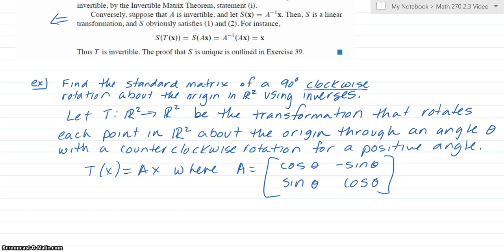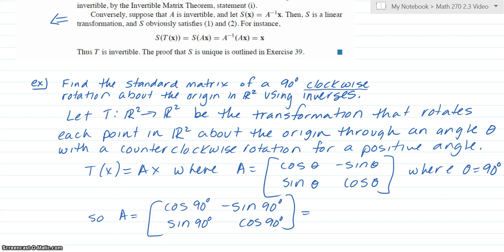So what we're going to do is use 90 degrees, because we want just a 90-degree angle. If I plug in 90 degrees, I get 0, 1, -1, 0. That should rotate 90 degrees in a counterclockwise direction. You can check it. We'll check that in a minute.